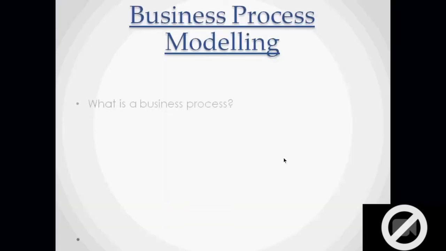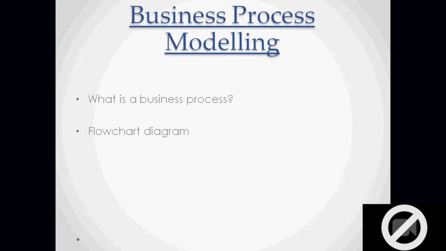Okay. So now, if we ask ourselves, what is a business process? A business process is a means whereby an organization carries out its operations. It is a series of actions, steps, or procedures that the business uses to perform work that leads to a particular business objective.